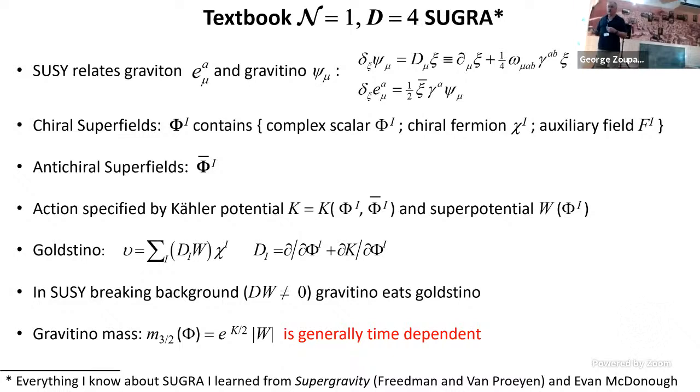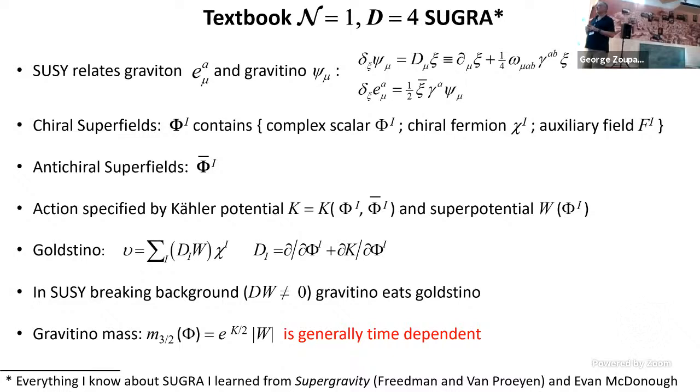So in addition to the supergravity part, one assumes chiral superfields, phi, which contain a complex scalar, a chiral fermion, and auxiliary fields. And of course, you have the chiral superfields, you also have the anti-chiral superfields. So the action is specified by a Kähler potential, which is a function of the field and its complex conjugate, and in supergravity, the superpotential, which depends upon the supermultiplet.